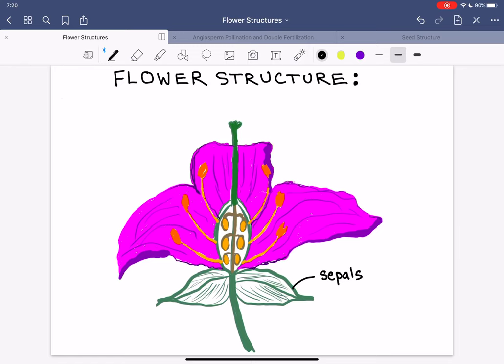These usually look like leaves, and their job is to protect the developing flower bud before it's bloomed. And then when it blooms, they kind of peel back, as you can see here. Okay, so that's the first layer. It doesn't really have anything to do with reproduction, more like just protecting the reproductive layers inside. And if we move inward, we have layer number two. This is the layer that you're most familiar with. You'd probably associate this layer with the flower itself. These are the petals.